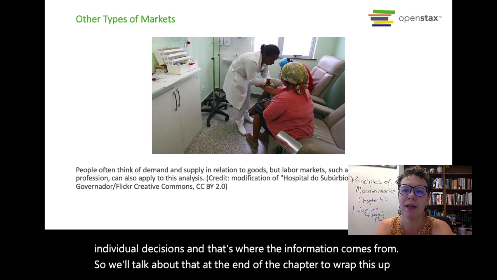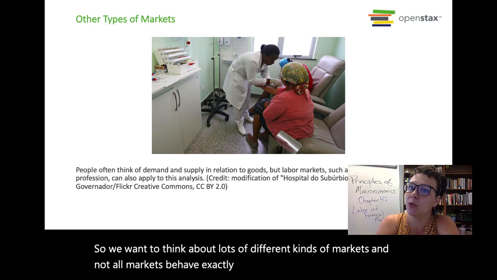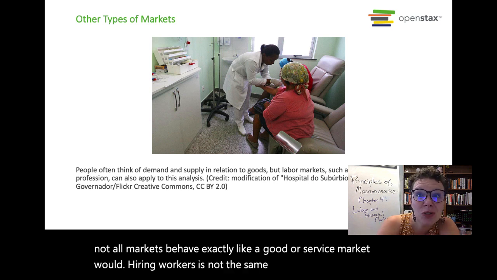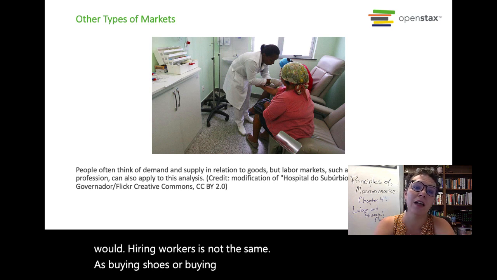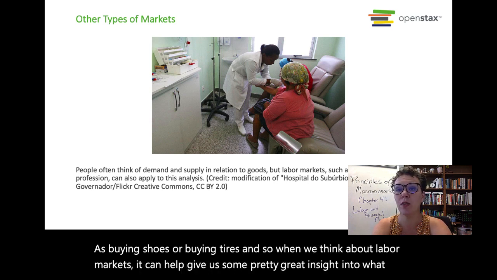So we want to think about lots of different kinds of markets, and not all markets behave exactly like a good or service market would. Hiring workers is not the same as buying shoes or buying tires. And so when we think about labor markets, it can help give us some pretty great insight into what's going on in the real world.